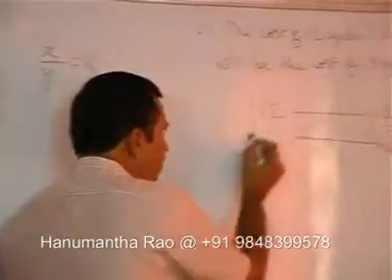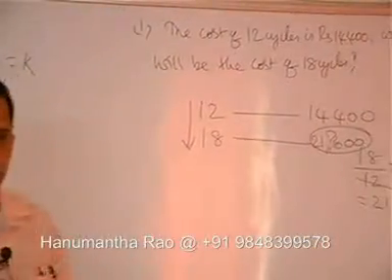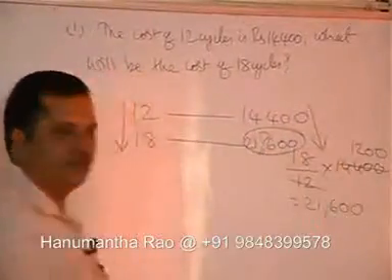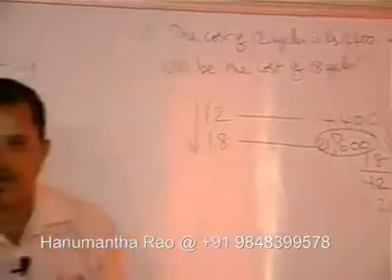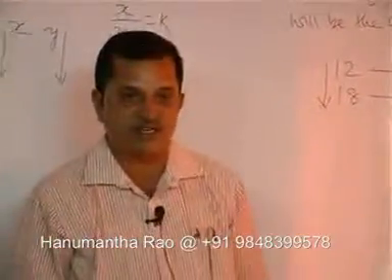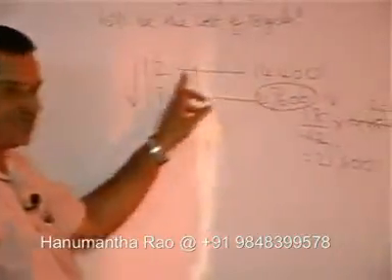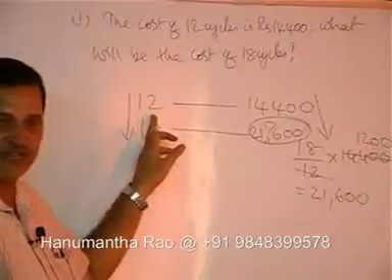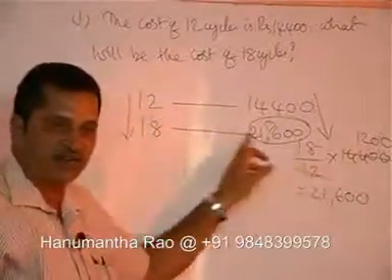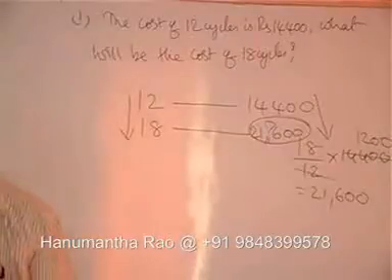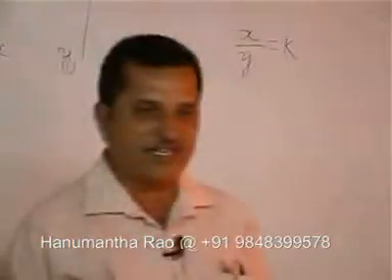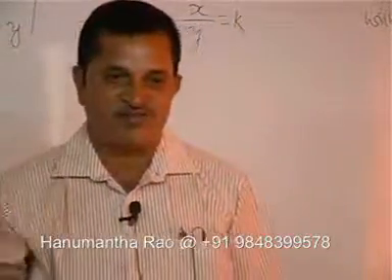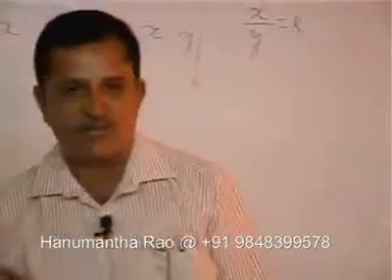As the x value, the number of cycles, increased from 12 to 18, the y value 14,400 increased to 21,600. I have already told you that x by y is constant. Assume this as x and this as y. 14,400 divided by 12 gives the cost of one cycle, and 21,600 divided by 18 also gives the cost of one cycle. All the problems, except the problem of a boy selling 12 oranges for 1 rupee, are of the same model.